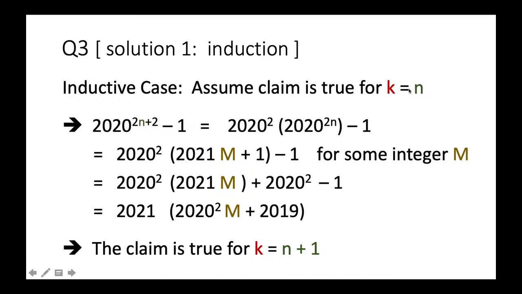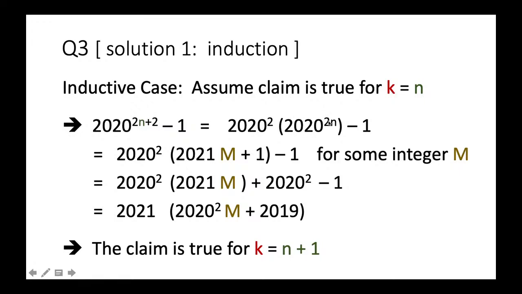Now for the inductive case, we assume that the claim is true for k is equal to some value of n, and ask whether it is still true when k is equal to n plus 1. So when k is equal to n plus 1, the focus will be 2020 to the power 2n plus 2, and then minus 1. And this term, we just take 2020 squared out. We have 2020 to the power 2n inside, and then minus 1. But then by our induction hypothesis, we have assumed that the claim is true for k is equal to n.